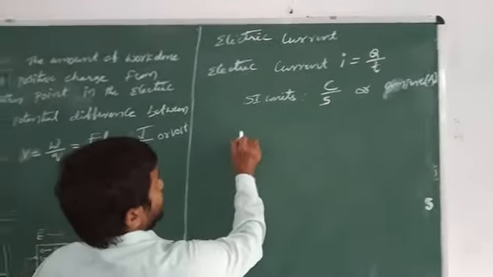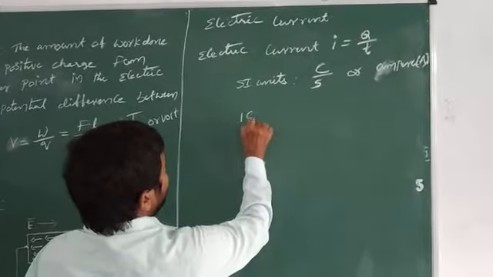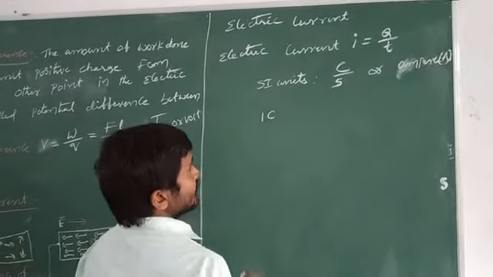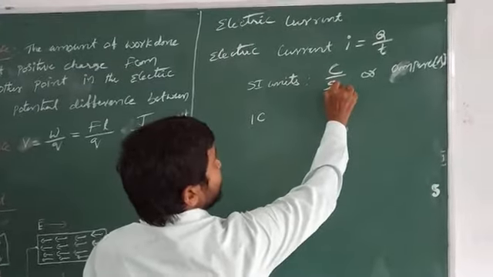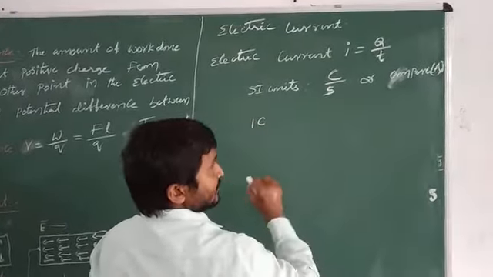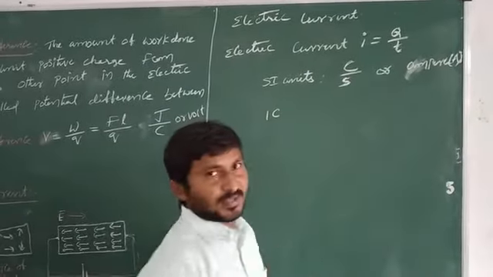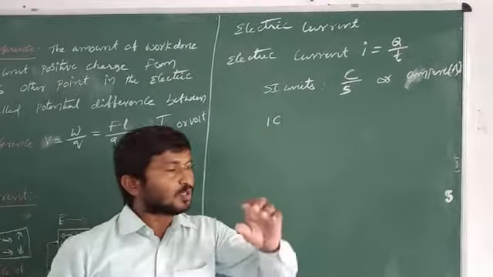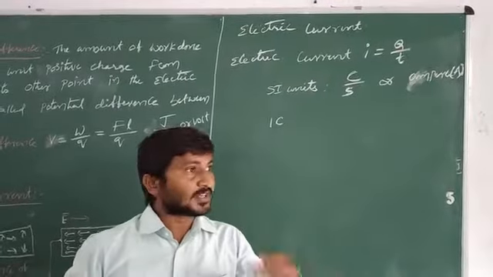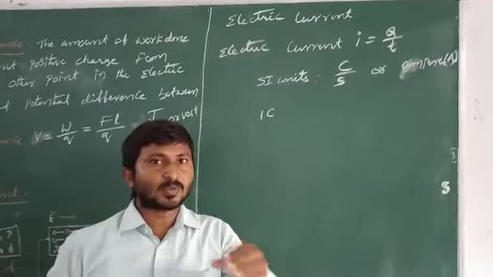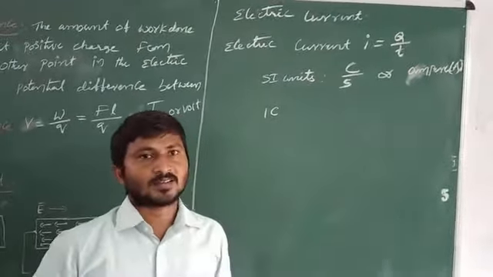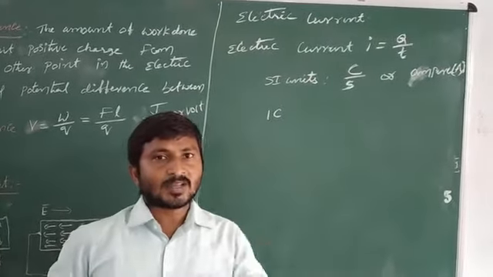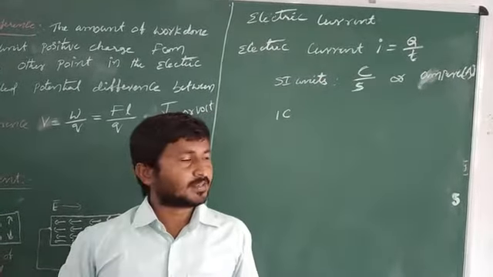If 1 coulomb of charge flows through any cross section per 1 second, then the electric current is going to be 1 ampere. That is, 1 coulomb of charge per second means how many electrons, 6.25 into 10 to the power 18 electrons flow, then we say that electric current is going to be 1 ampere.